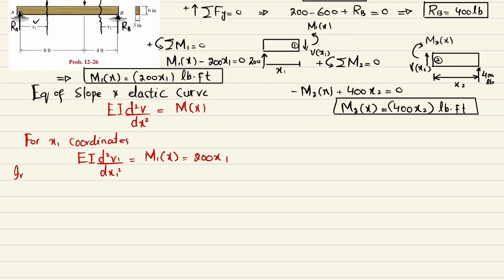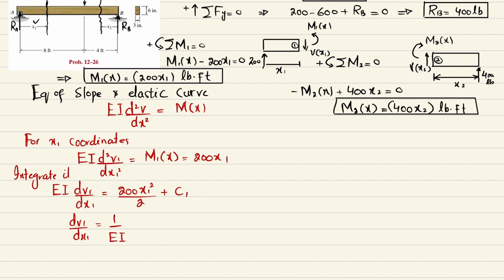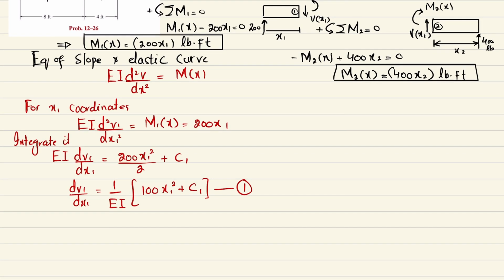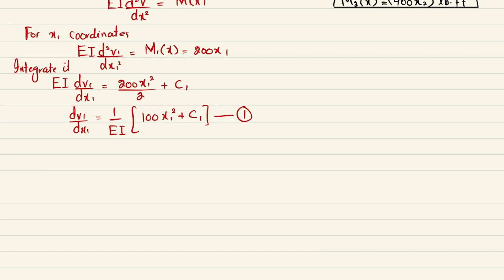So integrate this equation, integrate it, we will get EI dv1/dx1 is equal to 200 x1 squared over 2 plus c1. And if you divide EI on both sides, you will get dv1/dx1 is equal to 1 over EI into 100 x1 squared plus c1. Let this be your equation number 1, that is the equation for slope for coordinate x1.